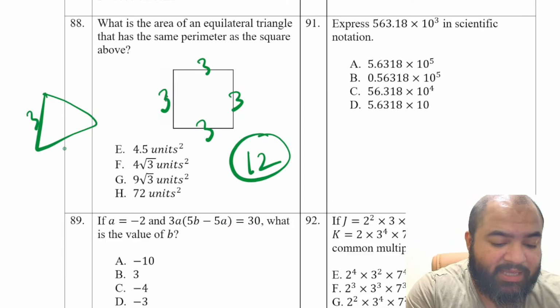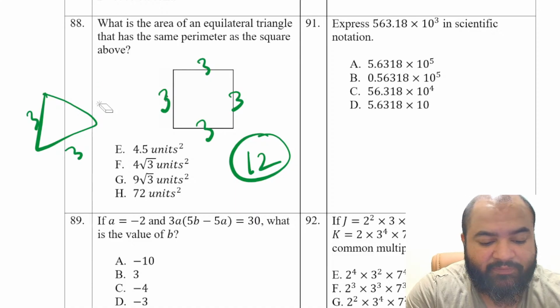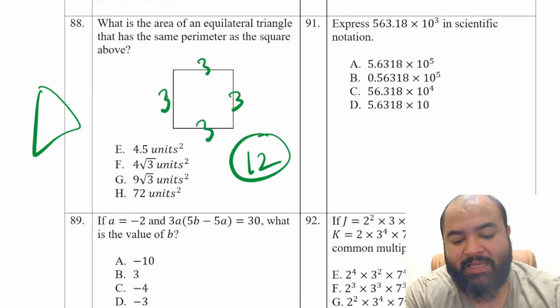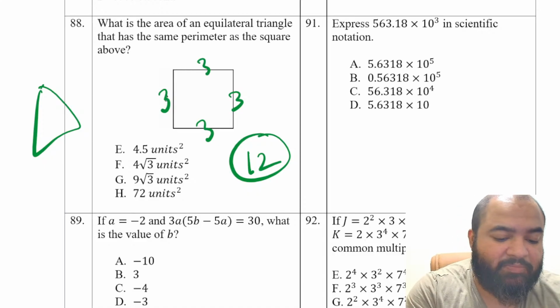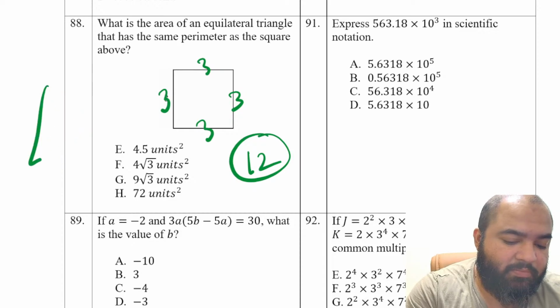Can I say it is 3? No, 3 plus 3 plus 3 is not 12. Because remember that the square had 4 sides, it has 3. And perimeter has to be 12. So what must be each side of the equilateral triangle? 4.